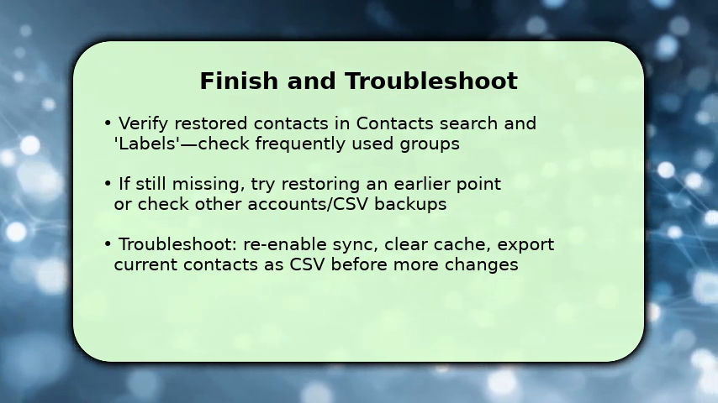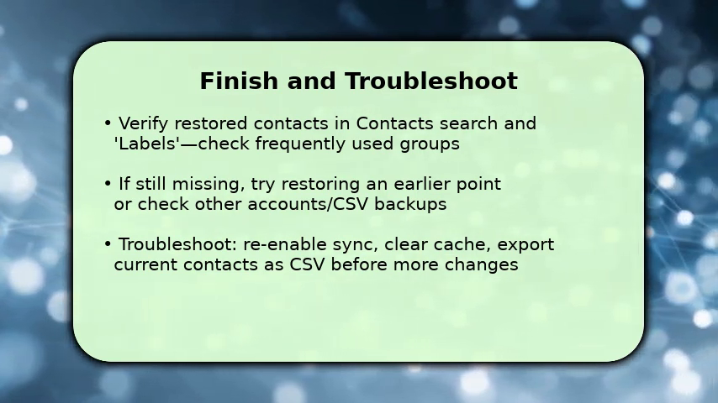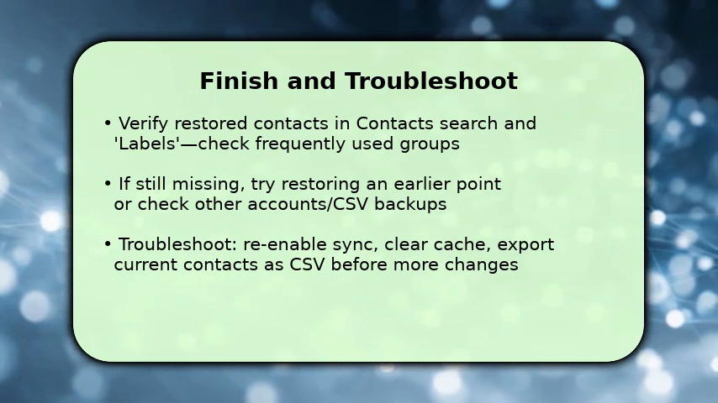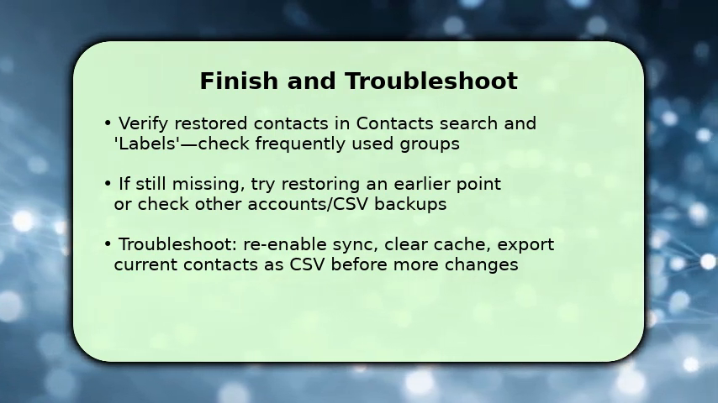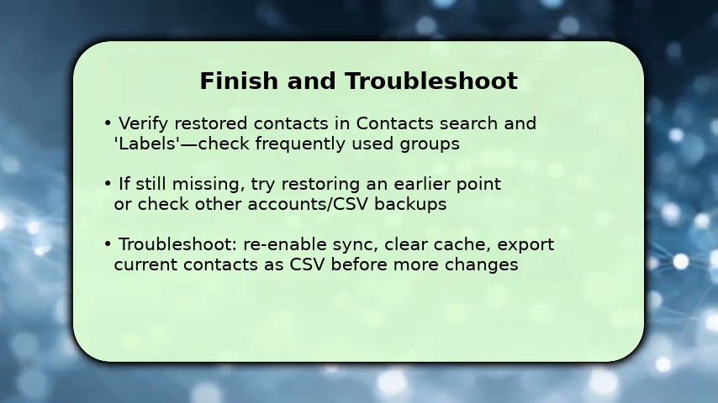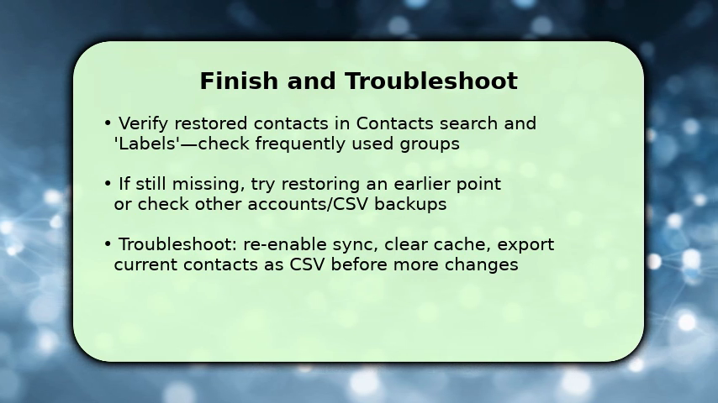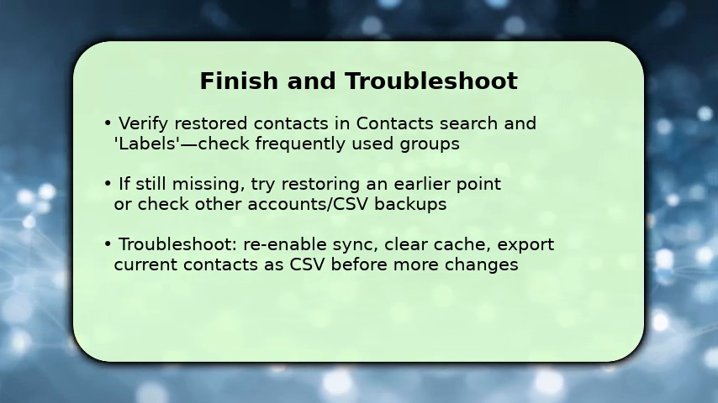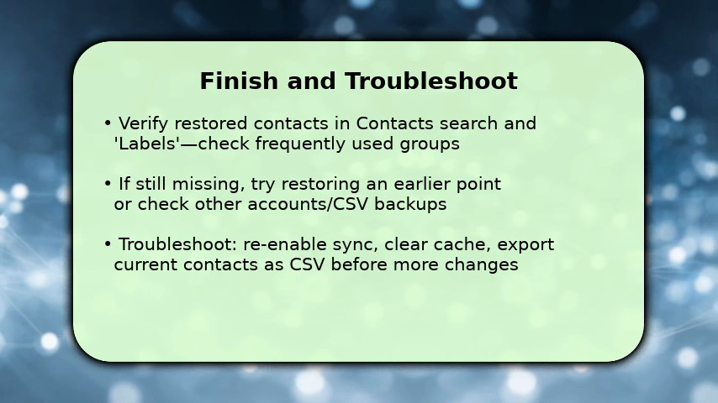backup you made. If restores fail or sync keeps overriding, clear the app cache, sign out, and back in. Then re-enable sync after exporting your current contacts to CSV as a precaution. This gives you a fallback if you need to retry restores.